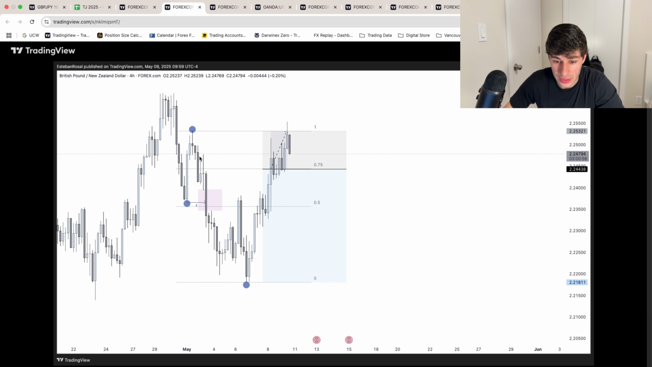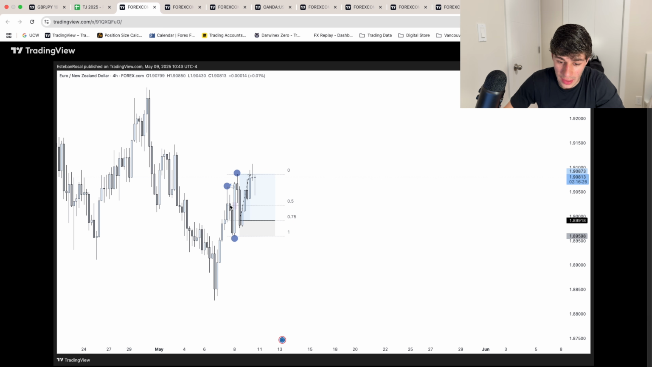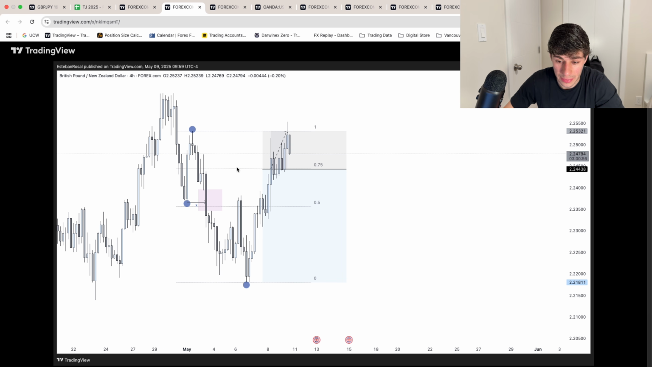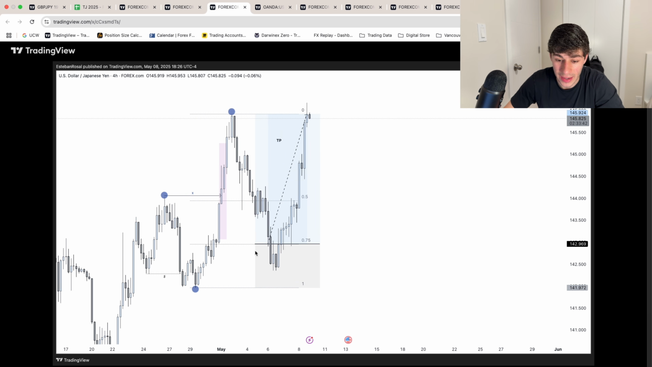Then we took this loss on GBP NZD. Valid, you guys know my rules. Following order flow, an impulsive break of structure with body closure, fair value gap. I took it 1, 2, 3 risk reward, and risk free after 1R. The same thing, but this one was a loss. Then we had a nice take profit on USD JPY. Same rules. This one had a liquidity sweep, which is not a mandatory rule for me, but when it has it, it's really nice to see it.